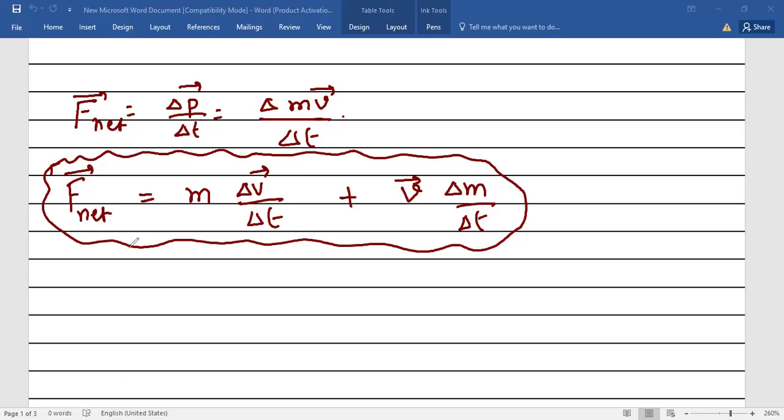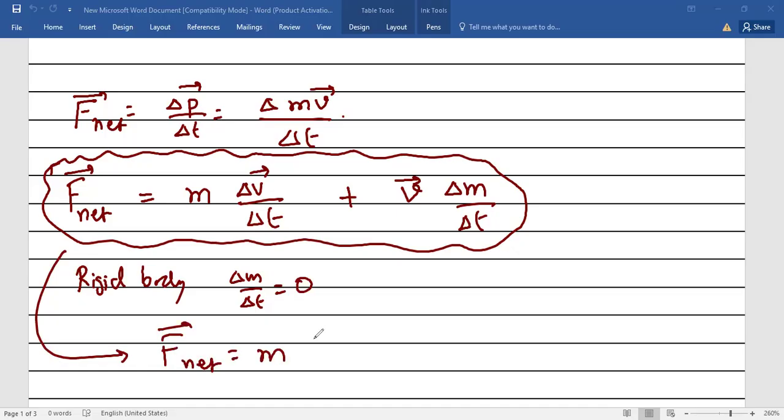velocity. Now, if the body is a rigid body, or if the body's mass is not changing with time, then delta M by delta T will be zero. That will give us net force is equal to mass times delta V by delta T. Now, this is equal to mass times acceleration.